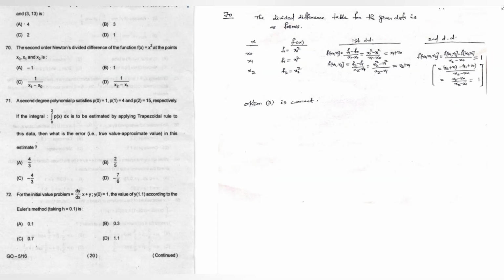In question number 70, we have to find the second order Newton's divided difference of the function f of x equal to x square at the points x0, x1 and x2. Use a shortcut trick here.